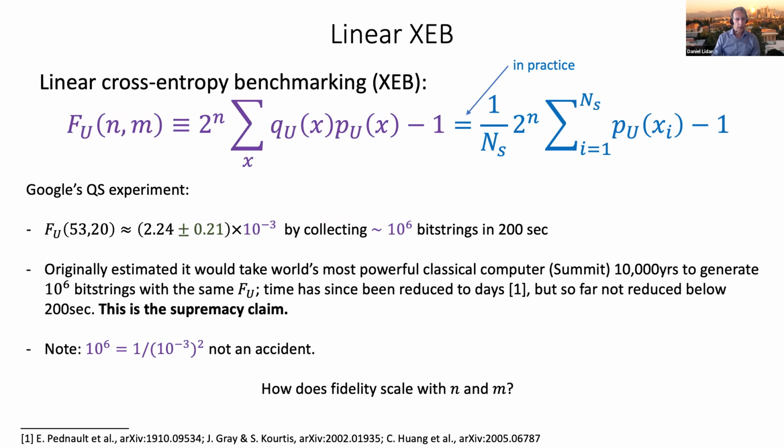Now, I want to point out that the relation between the numbers here, 10 to the minus 3 and 10 to the 6, is not an accident, and we'll talk about that in a bit in more detail. But first, how does the fidelity scale with the width and the depth?